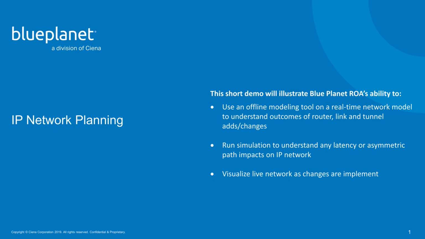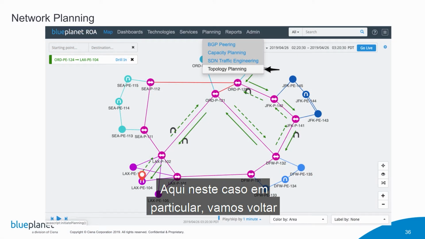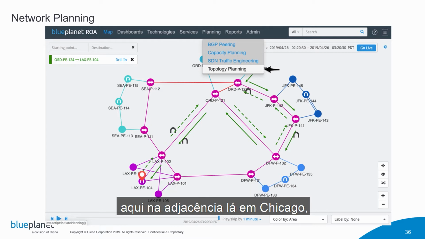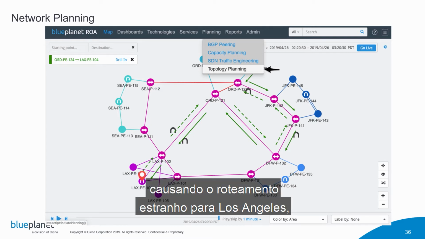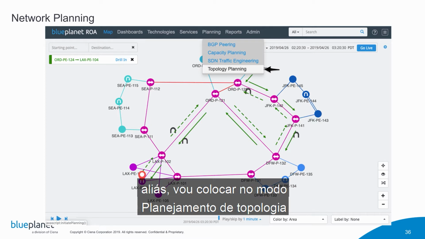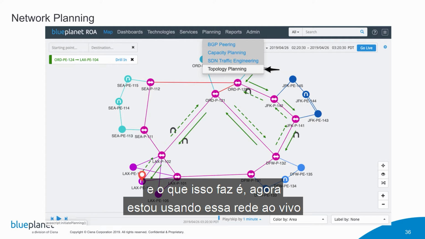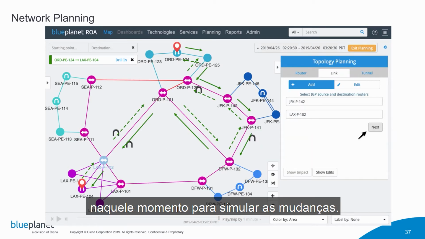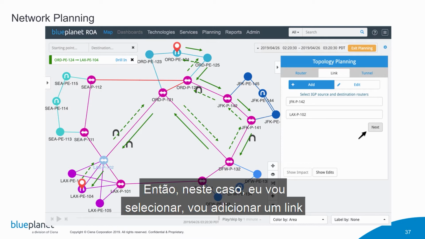Here in this particular case, let's go back to that example where we had a particular failure at the adjacency in Chicago causing that strange routing out to LA. I'm actually going to pull us into topology planning mode. What that does is that I'm now using that live network at that time to simulate changes. So in this case, I'm going to add a link.